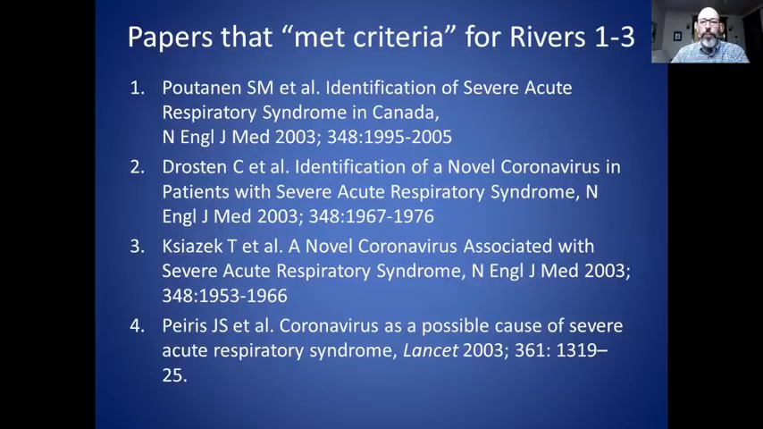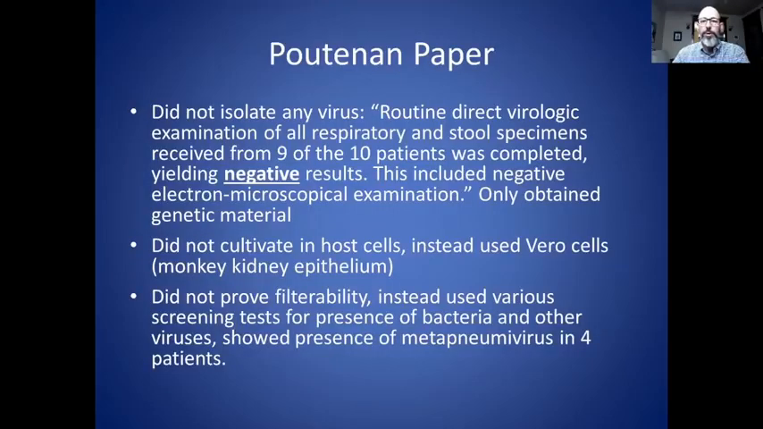So here are the 4 papers that I mentioned that are footnoted that supposedly satisfy the first 3 criteria of Rivers. So Puranen, Drosten, Kaziacek, and Paris. And please forgive me if I'm mispronouncing any of those names. And these are all about the SARS coronavirus from 2003. So let's look at the Puranen paper first.